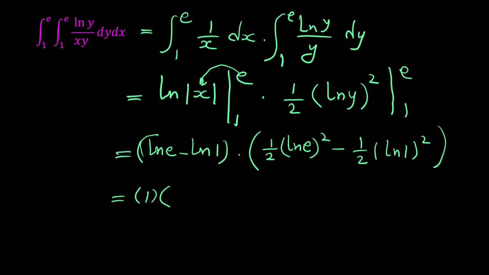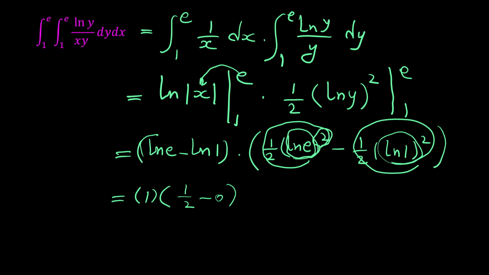What about second bracket? Ln of e again is 1. 1 to the 2 is 1. 1 times 1/2 is 1/2. Ln of 1 is 0, so all of this is 0, so minus 0. So the answer is 1 times 1/2, 1/2. So this is the final answer for this integral.